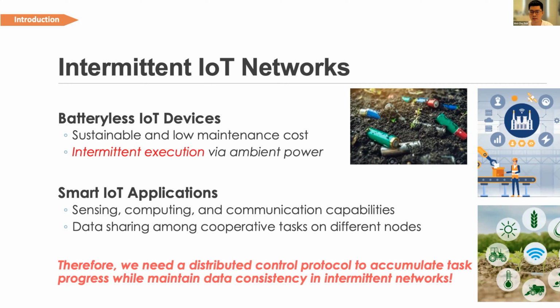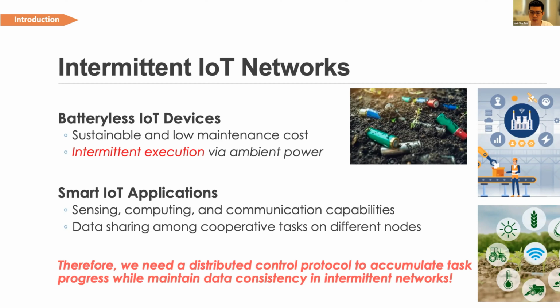To ensure the sustainability of the IoT nodes, energy harvesting has been proposed as a promising alternative to battery charging. Those batteryless devices benefit from the reduced maintenance cost and are thus more sustainable. But these ambient energy sources are very weak and unstable, so devices in the network suffer from frequent power failure and run intermittently. Such intermittent execution may inhibit task progression.